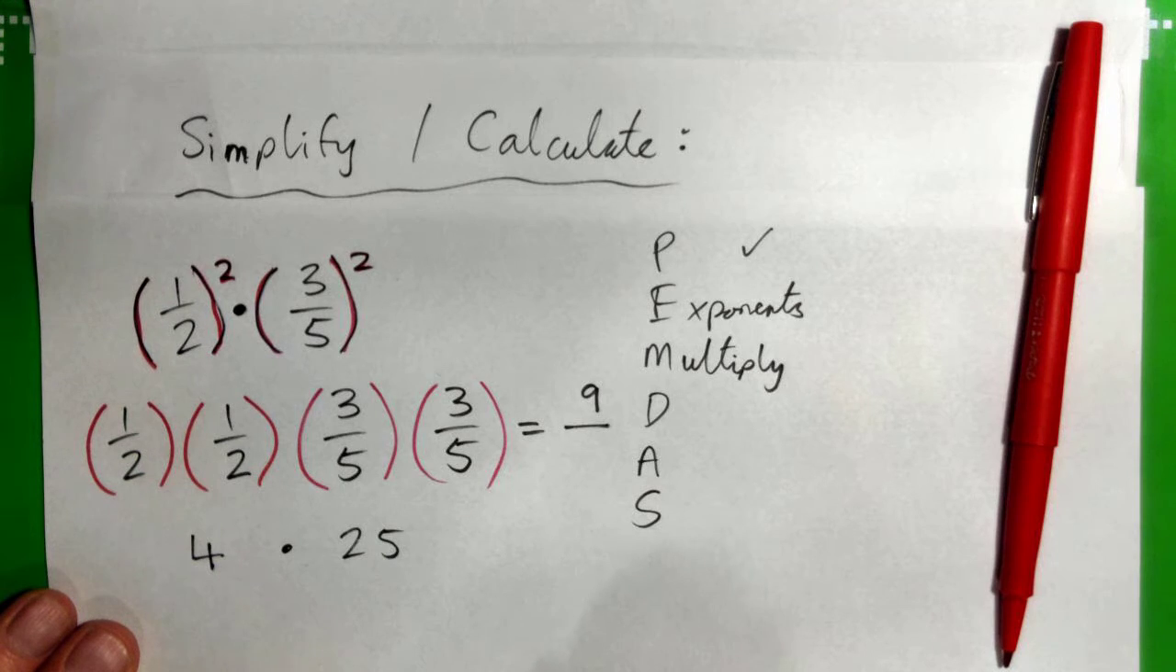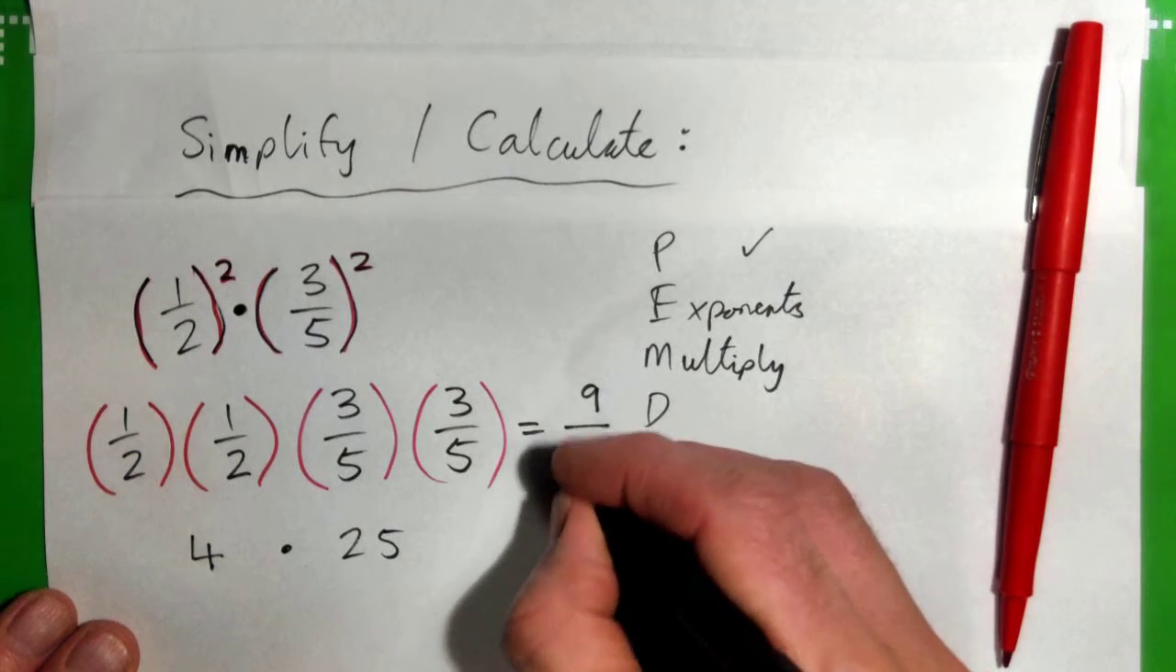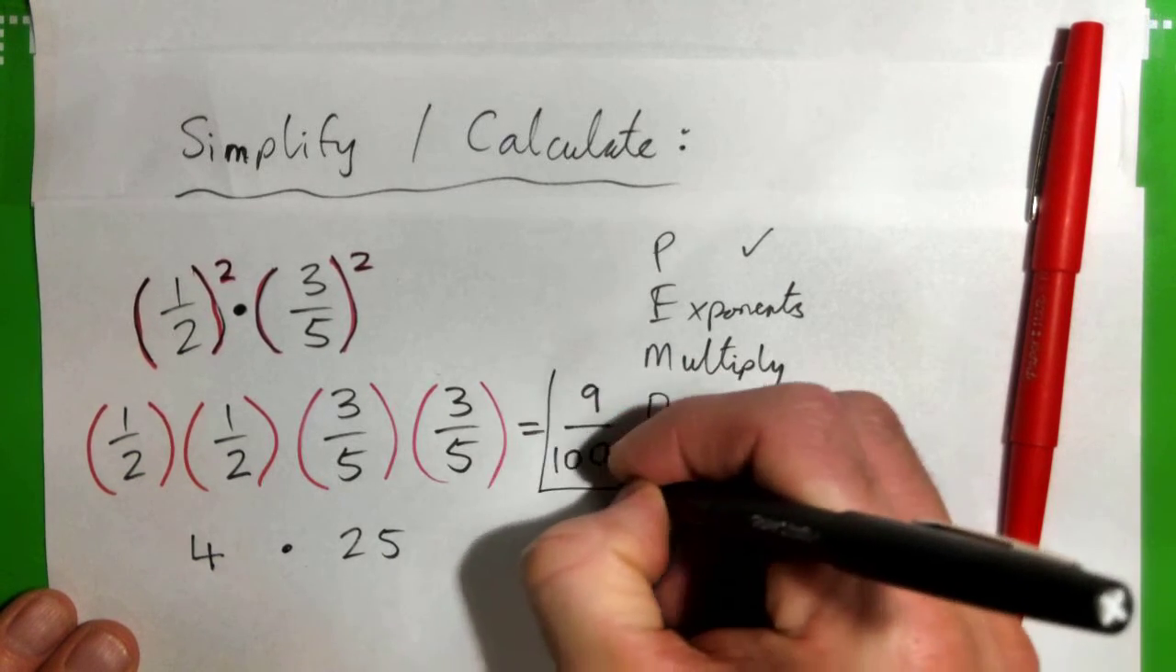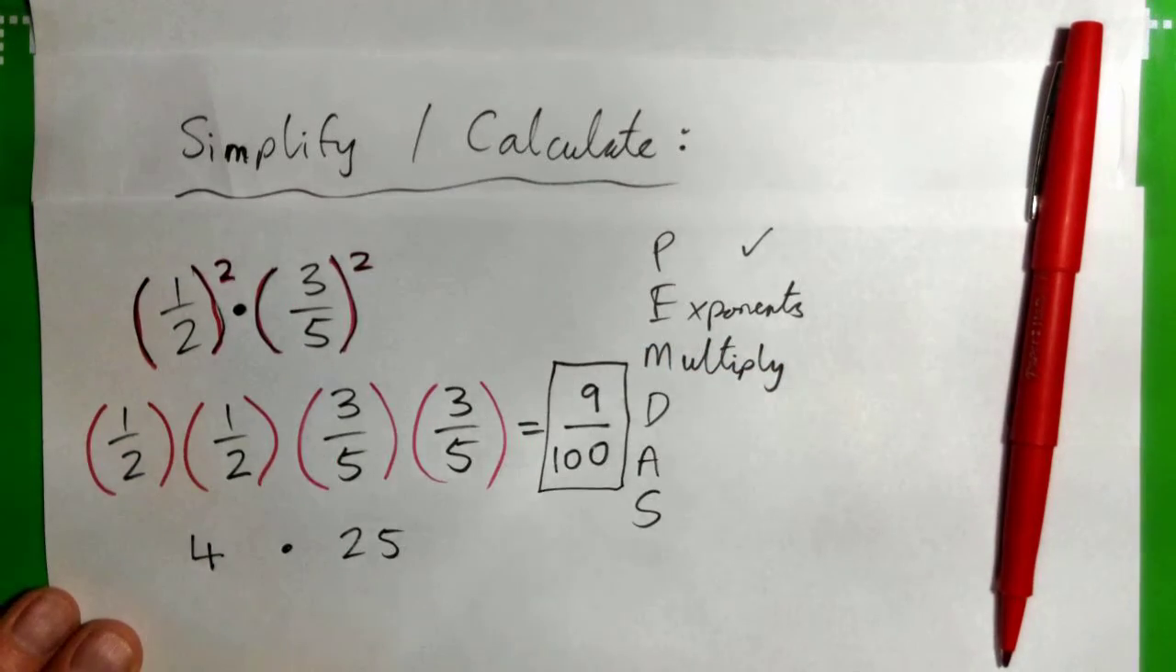What's that? 100, right. So the whole thing becomes 9 hundredths. 9 hundredths. Yep.